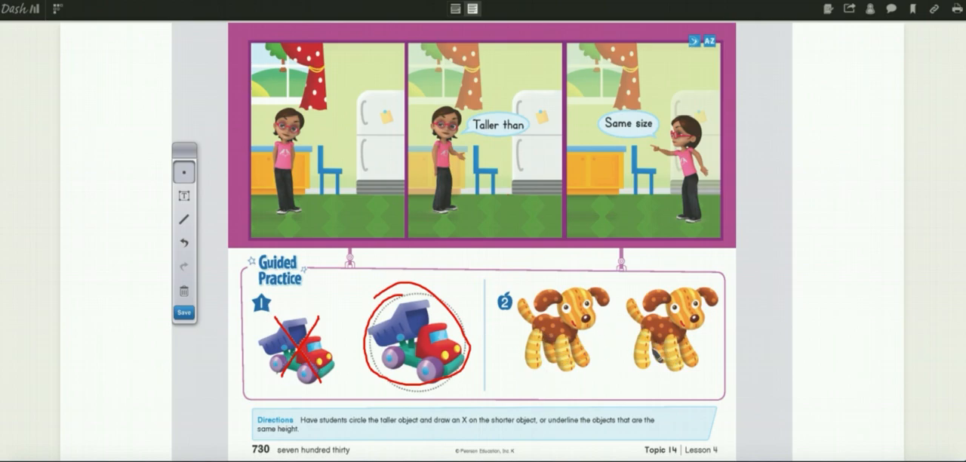Let's look at number 2. What can you tell me about these two objects? They're the same size. They have the same height. So we're going to go ahead and underline them.